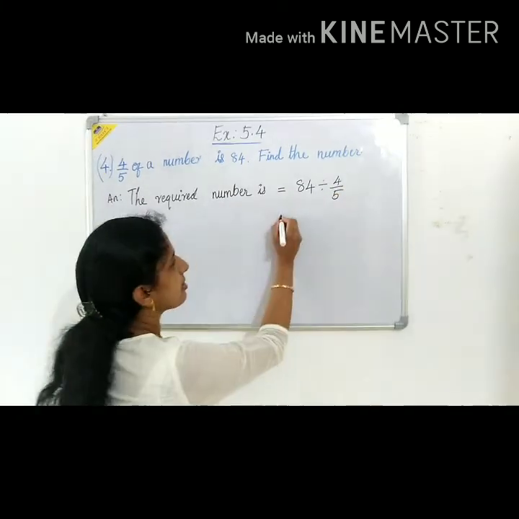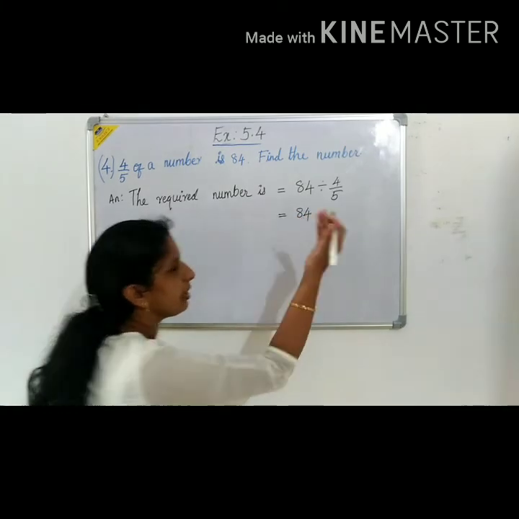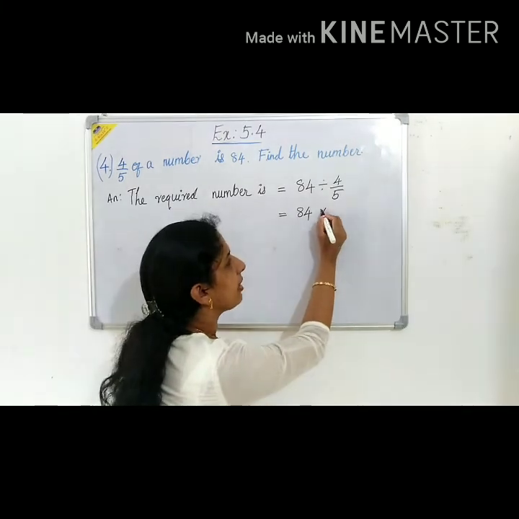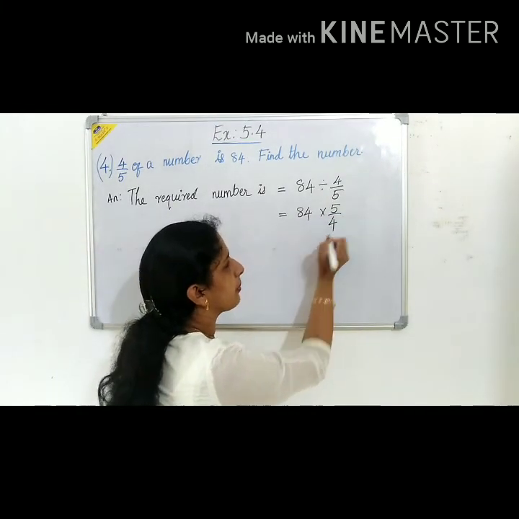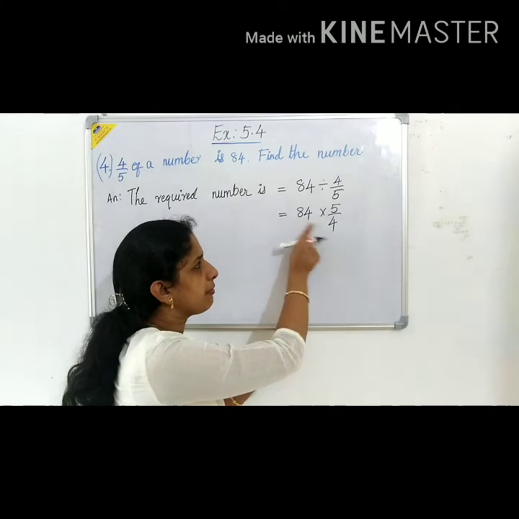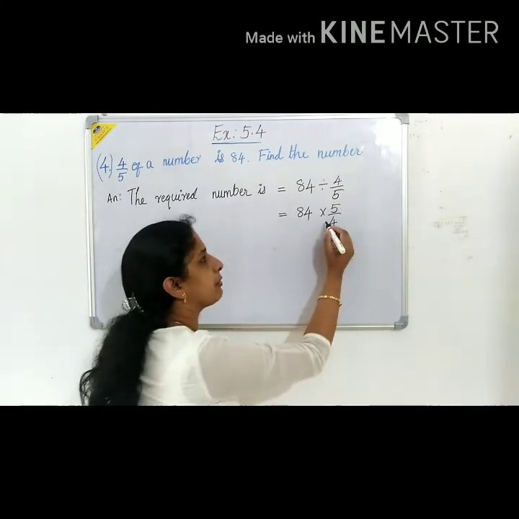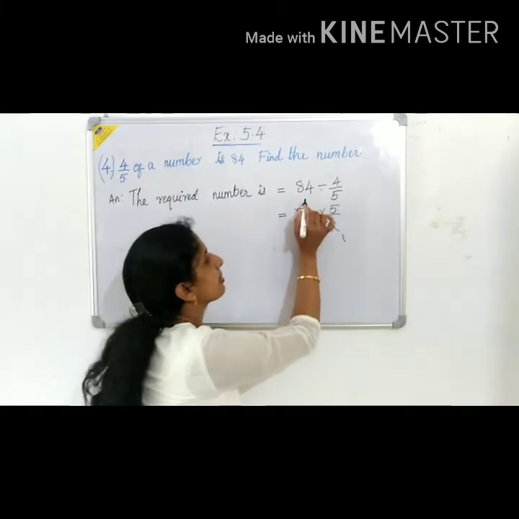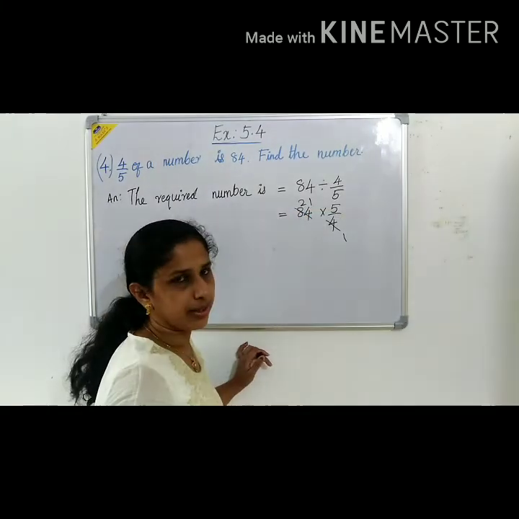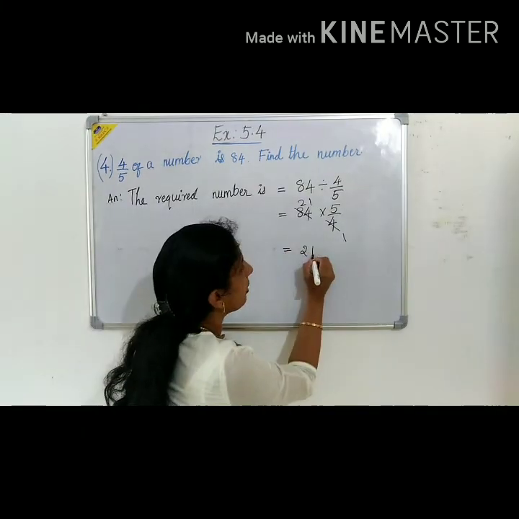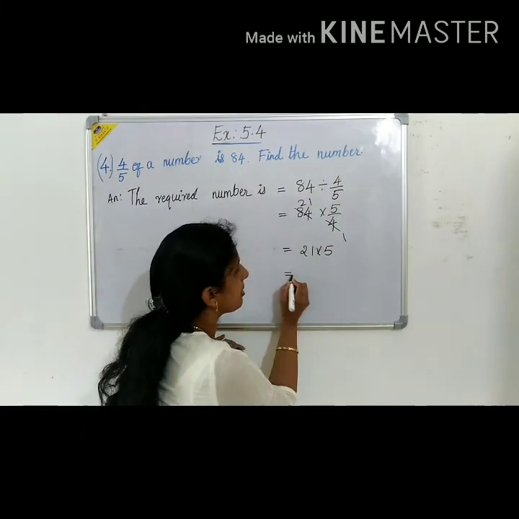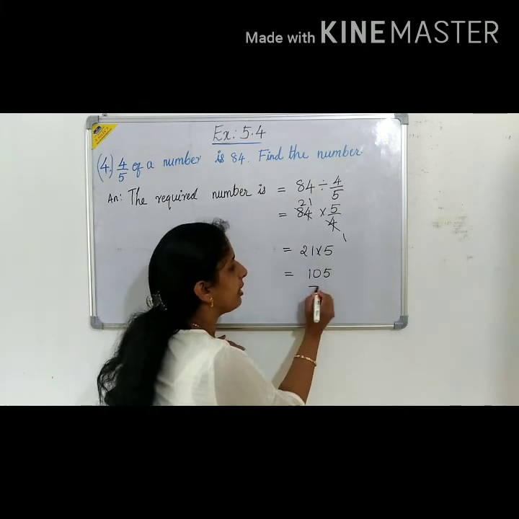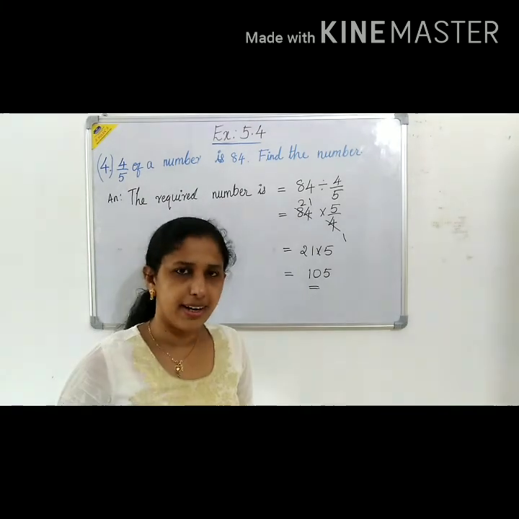Clear? And this is equal to 84. Instead of dividing, we can do reciprocal multiplication, that is into 5 by 4. Now 84 and 4 we can cancel by 4. 4 by 4, 1. 84 by 4 is 21. So this is equal to 21 into 5, that is equal to 1 into 5, 5. 5 2s are 10. Therefore answer is 105.